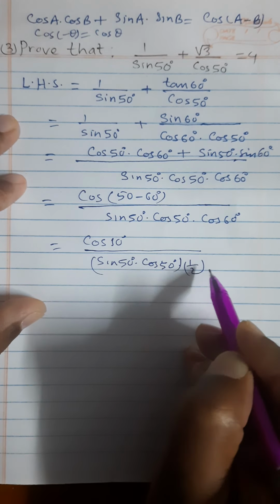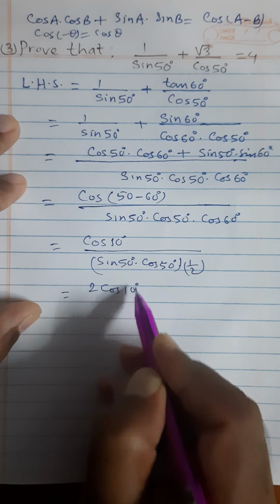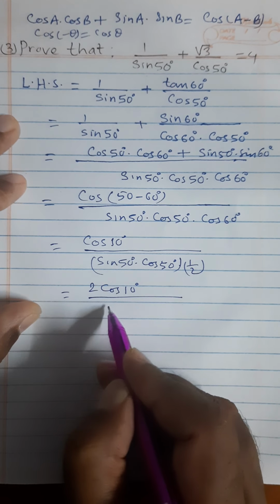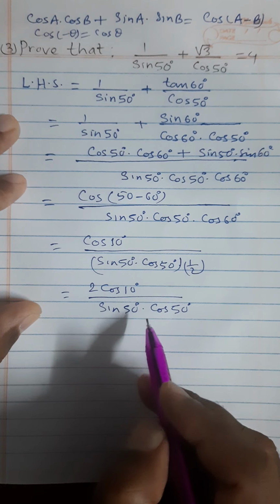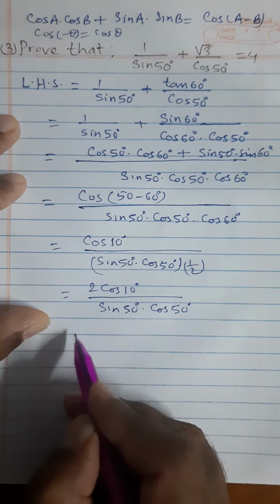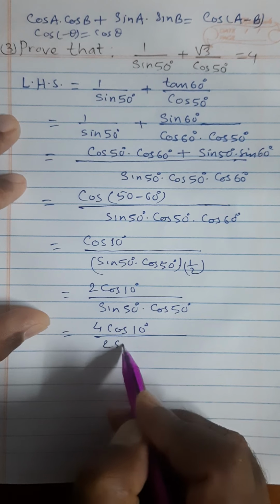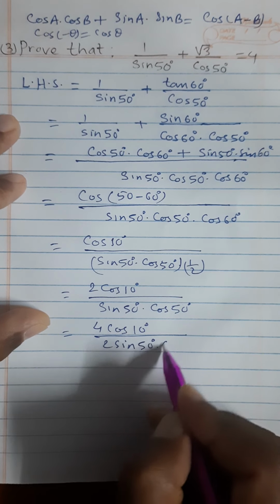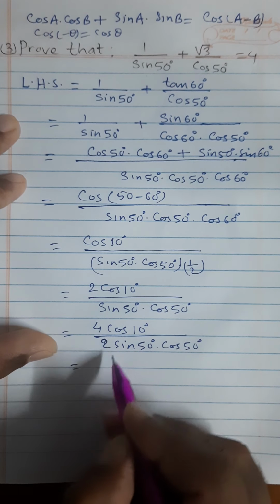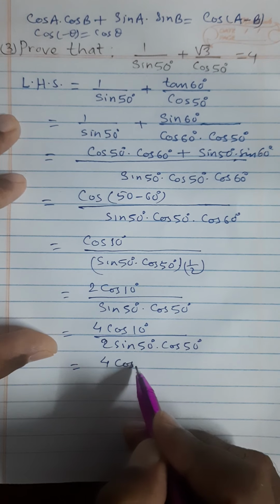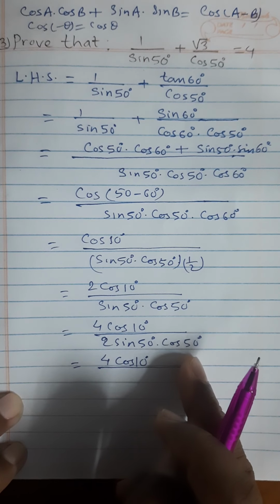The cos 60 degree value is 1 over 2. We can substitute the value, and this 2 will go up, so 2 cos 10 degree over sin 50 times cos 50. Multiplying numerator and denominator by 2, it becomes 4 cos 10 degree over 2 sin 50 degree cos 50 degree, and the numerator is 4 cos 10 degree, and our formula for 2 sin A cos A is sin 2A.